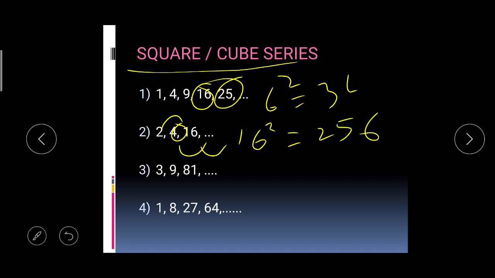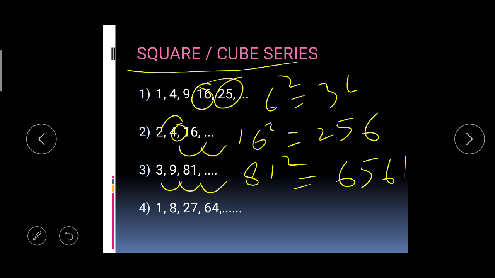Right? Okay, let's see the third question. This is the square of the initial term. 3 squared is 9, 9 squared is 81. So again we have to square the next term, that means 81 squared, and what do we get? 6561.